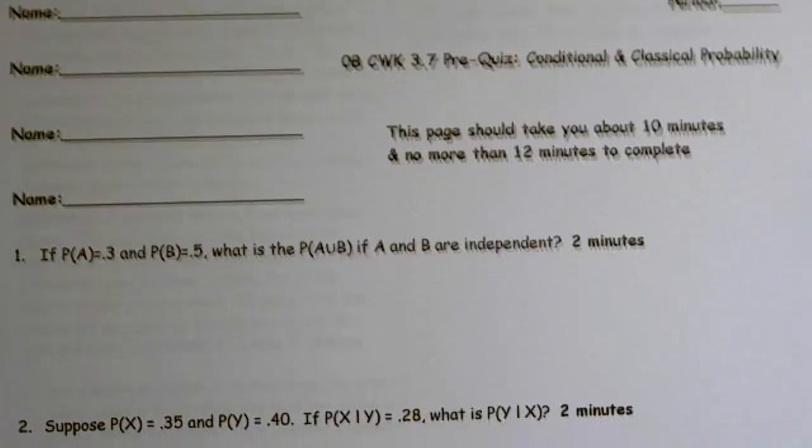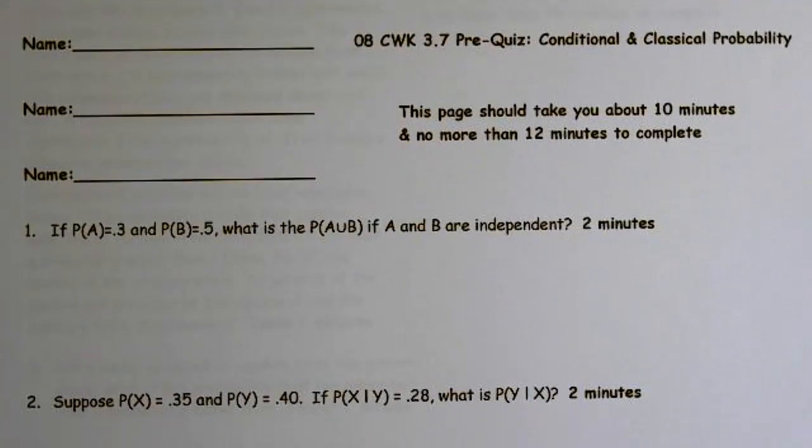All right, so the very first question says, if the probability of A equals 0.3 and the probability of B is 0.5, what is the probability of A union B if A and B are independent? A few things about this type of problem.